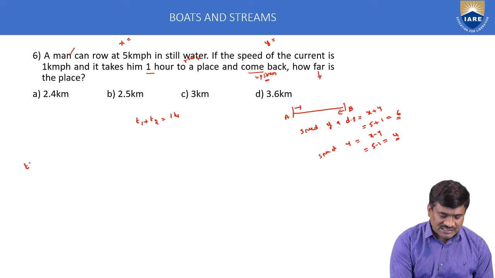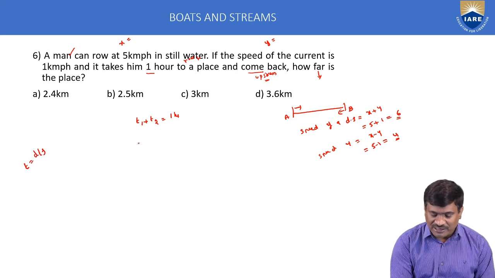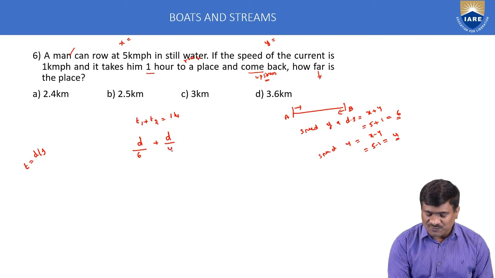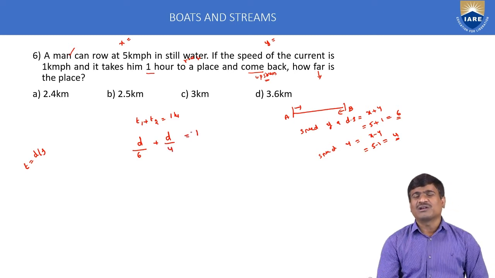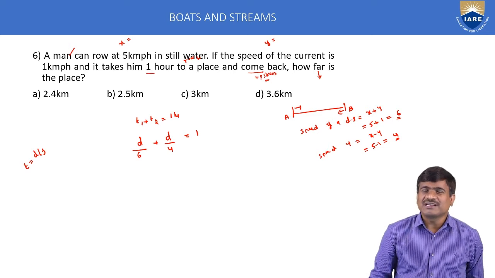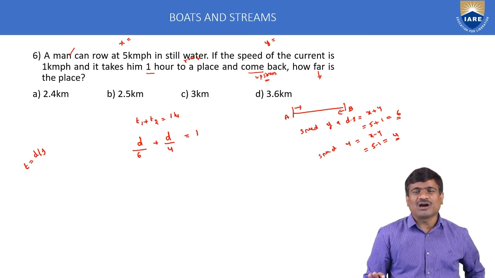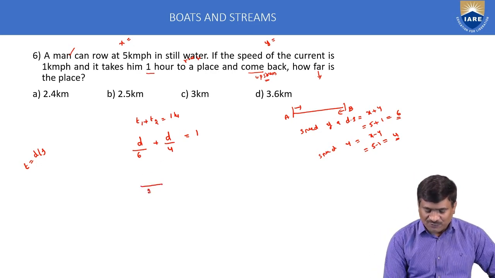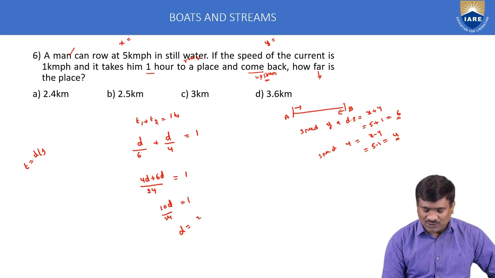Next, time is distance by speed. Find the distance d, with the denominator as speed of downstream, 6. Again the same distance d, speed of upstream 4, is equal to 1 hour. Don't convert into minutes, because the speed is kilometer per hour. Consider time only in hours. Next, 6 and 4, LCM is 24. The numerator is 4d plus 6d. 4d plus 6d by 24 is equal to 1. Next, 10d by 24 is equal to 1. d is equal to 24 by 10, that is 2.4 kilometers.